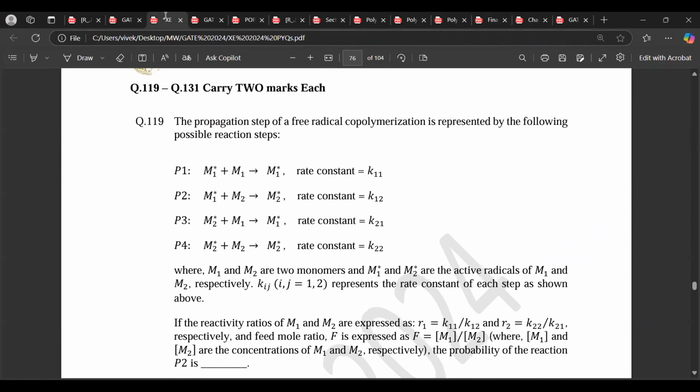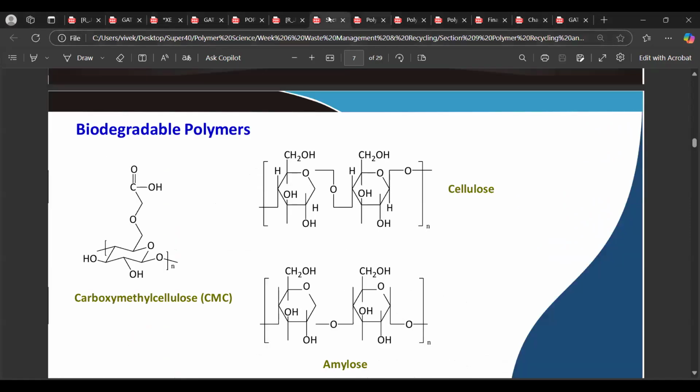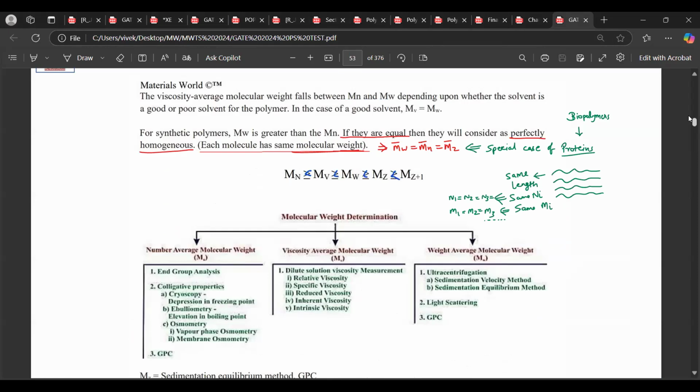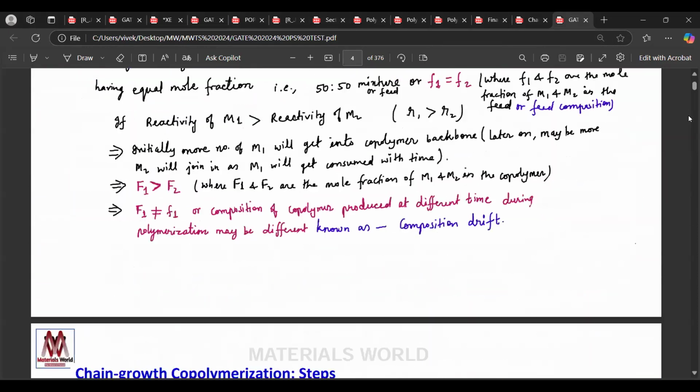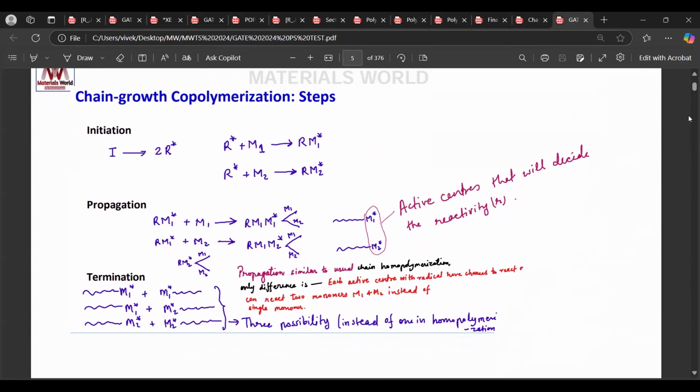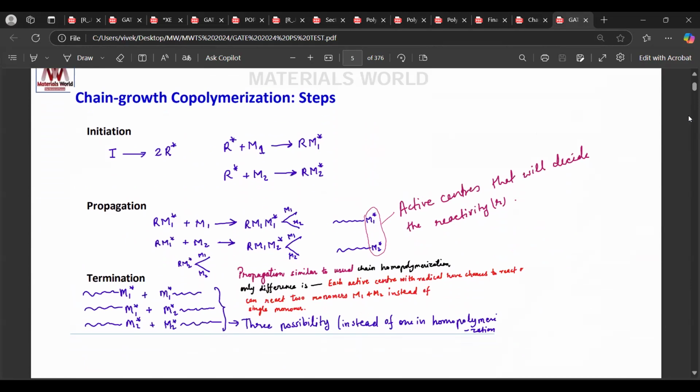I've already given you all the concepts in the test series notes, right? If I go to my test series notes, in the very first two slides I have given the concepts of how R star will choose M1. What is the rate formula for R star choosing M1, giving you M1 star? What is the rate, right? So I have already given you the rate equation.